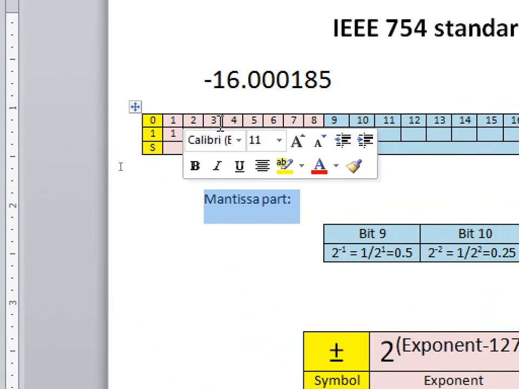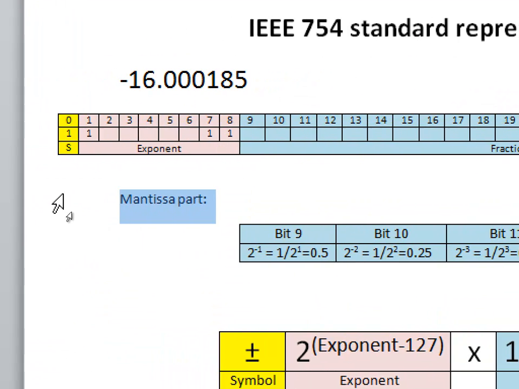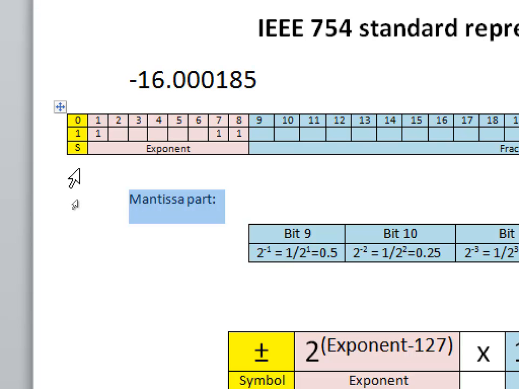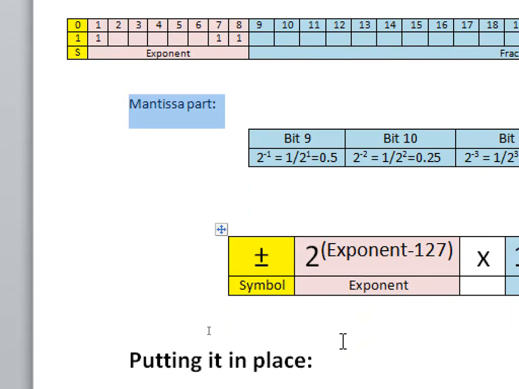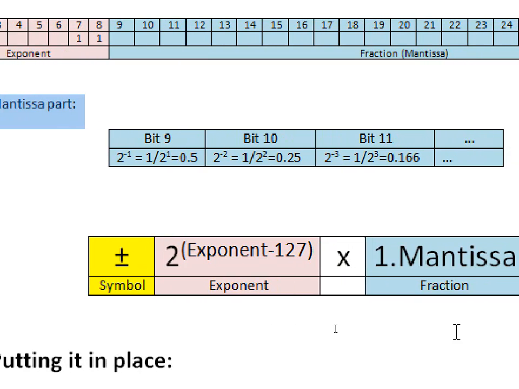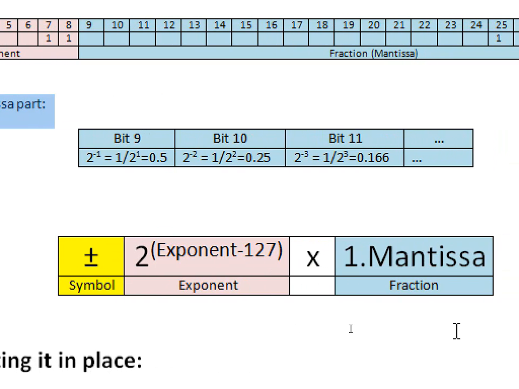What we have here is the representation of this number. The first bit, the yellow one, represents whether the number is positive or negative. In this case we have a negative number, so this will be turned on. The other part is the exponent. You can see down here how the calculation is being done.